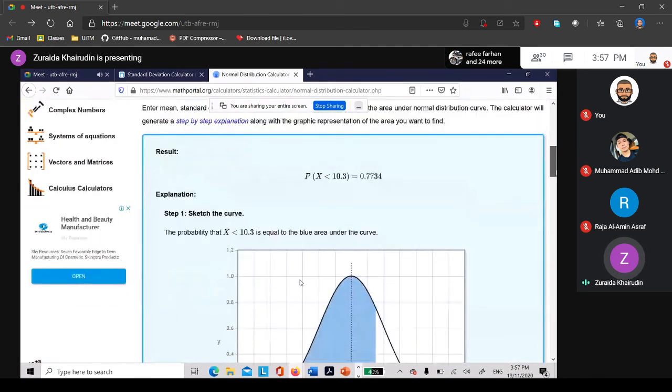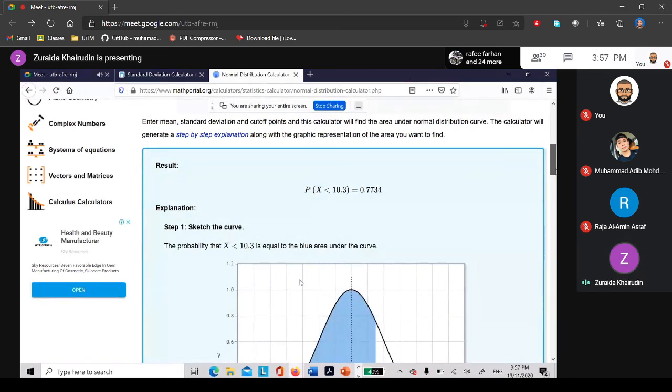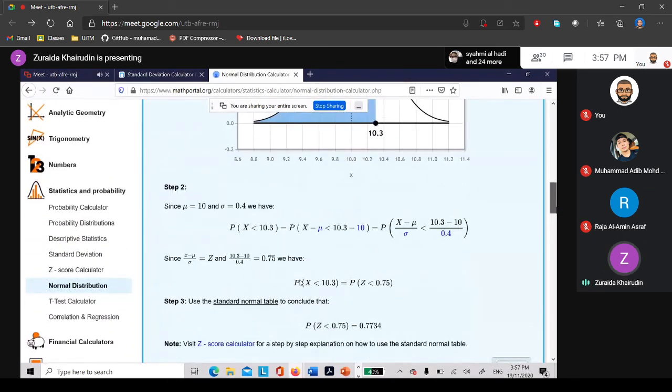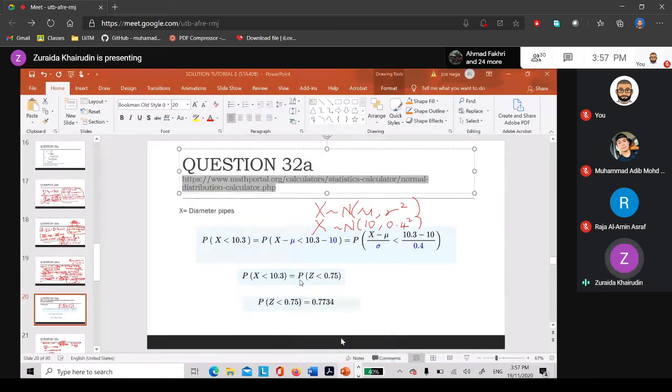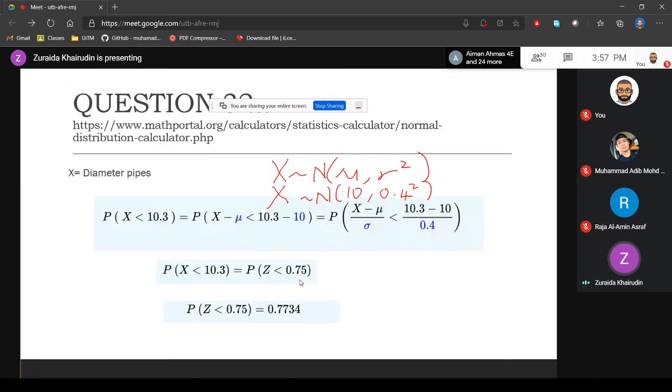Okay, so this is the final result, but I said you have to show working. All right, so you can copy this working. You can also use manual if you want. But now I teach you how to use apps, online calculator. Okay, so this is the result, 0.7734, because of the word less than. Probability diameter pipes less than 0.75.